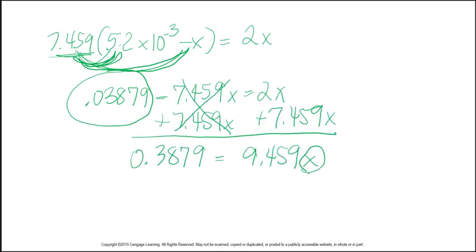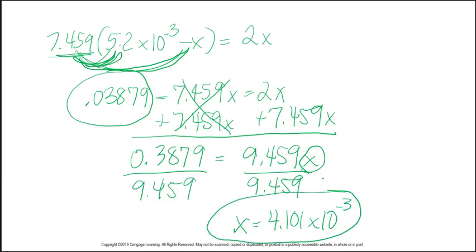And then to get x by itself, I need to divide by what it is attached to. So divide both sides by 9.459. That should give us x is equal to 4.101 times 10 to the negative 3. We're not done yet. That's just what x equals. We need to take this number and put it back into our ICE table in the equilibrium line.